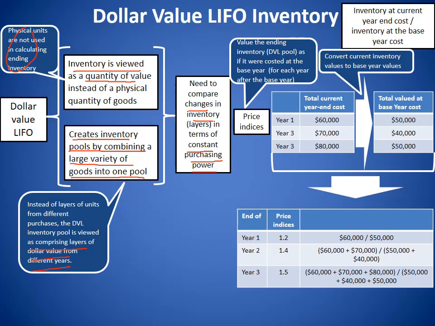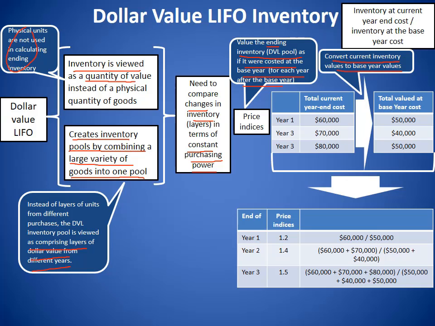So we want to value our ending inventory cost pools as if they were costed at a base year, and for each year after that at the base year. Now, what base year do we pick? Well, we just pick one. We've got to pick it. And what we're going to do then is convert our total current year-end cost using an index, basically converting the current inventory values to base year values.